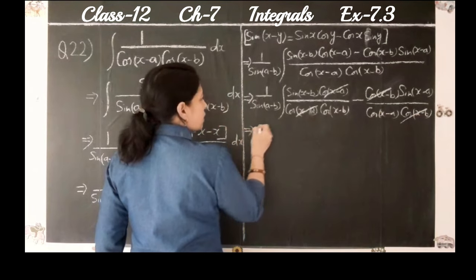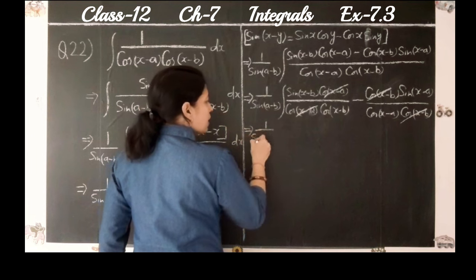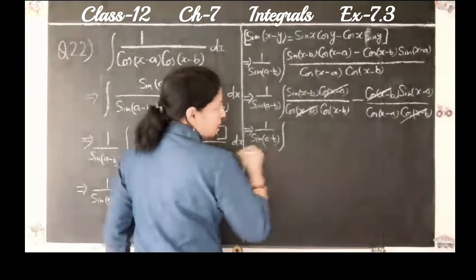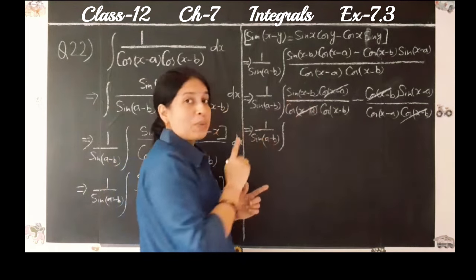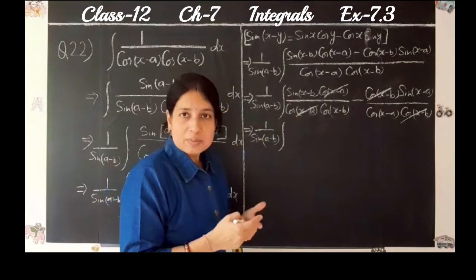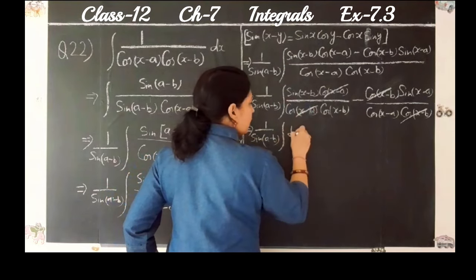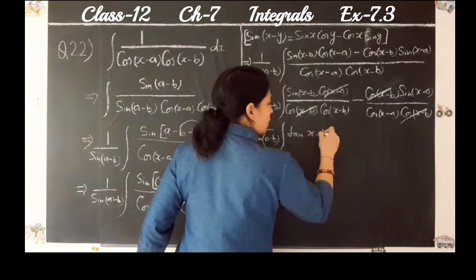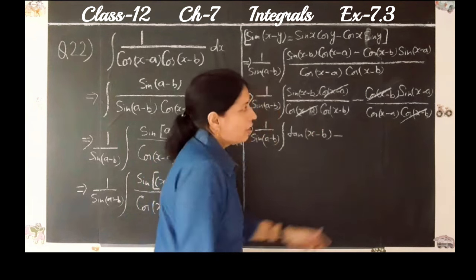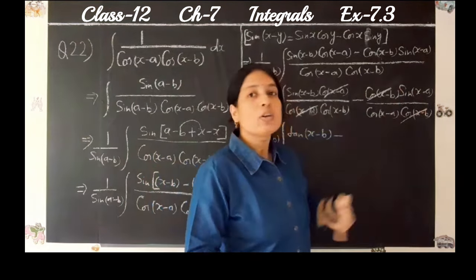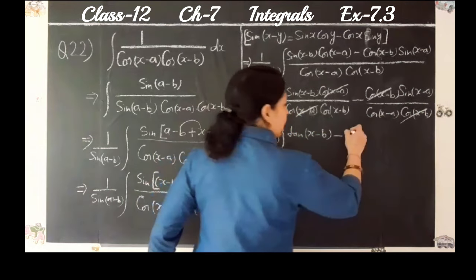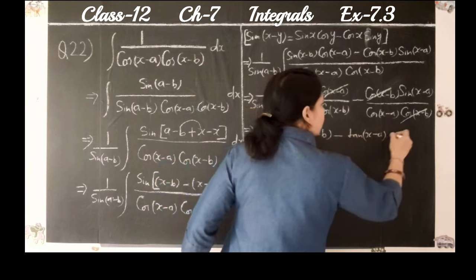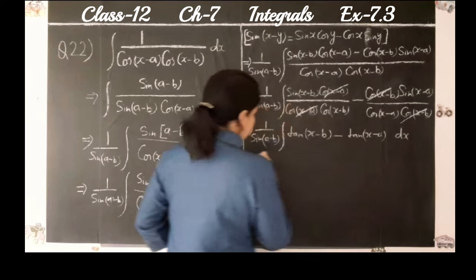So we get 1 by sin(a minus b) integral. It will be sin(x minus b) divided by cos(x minus b). So it will be tan, sin by cos is tan. So tan(x minus b) minus, here sin(x minus a) divided by cos(x minus a). So it will be tan(x minus a). Right, dx. Now we can integrate.